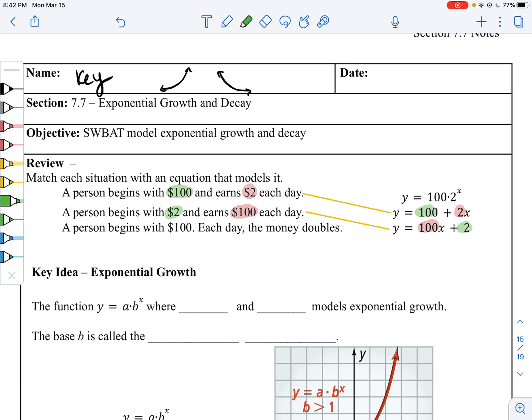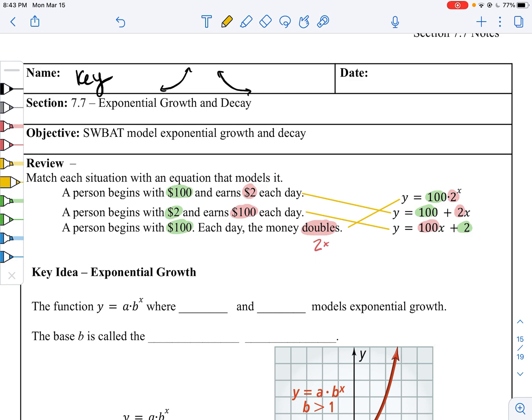But let's say you begin with $100, but then each day the money doubles, so it's 2 times that amount of money. That's going to be exponential. Your initial is 100, but your growth rate is 2. So you get 2 to the power of however much time passes. So that gives us our last one right there.